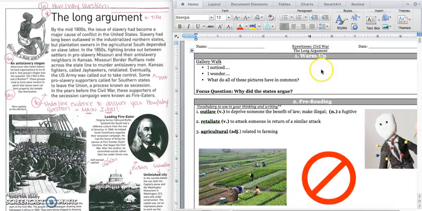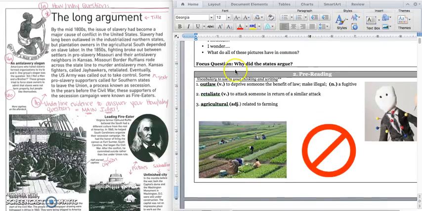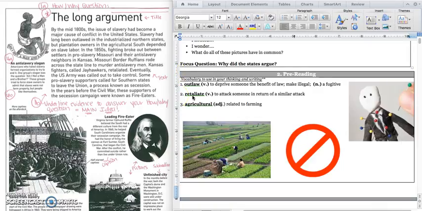We've already completed the gallery walk. And please note our focus question for the day is, why did the states argue? So by the end of the lesson, you should be able to answer this question. Let's preview our vocabulary before we start reading.